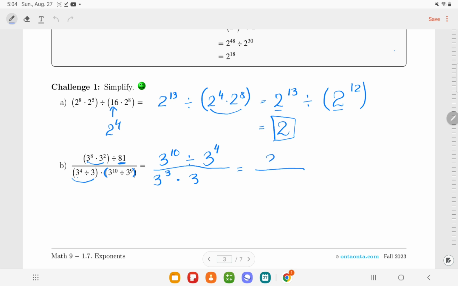Now we have 3, 10 minus 4 is 6, and 3 plus 1 is 4. Final step, keep the base, subtract the exponents. Final answer is 9.